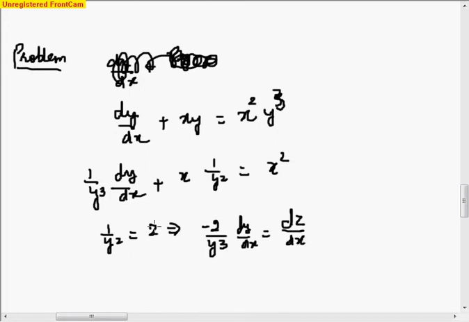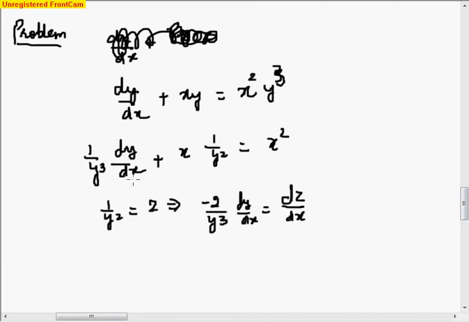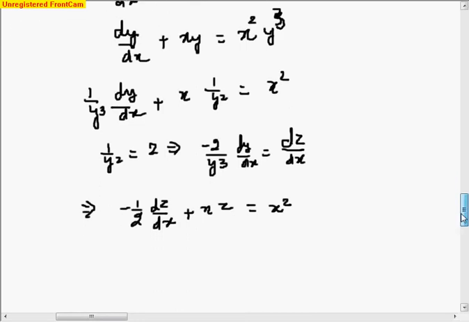So I have this factor equal to minus 1 by 2 dz by dx. So this implies minus 1 by 2 dz by dx plus x times z is equal to x square. This further implies dz by dx minus 2xz is equal to minus 2x square, right?